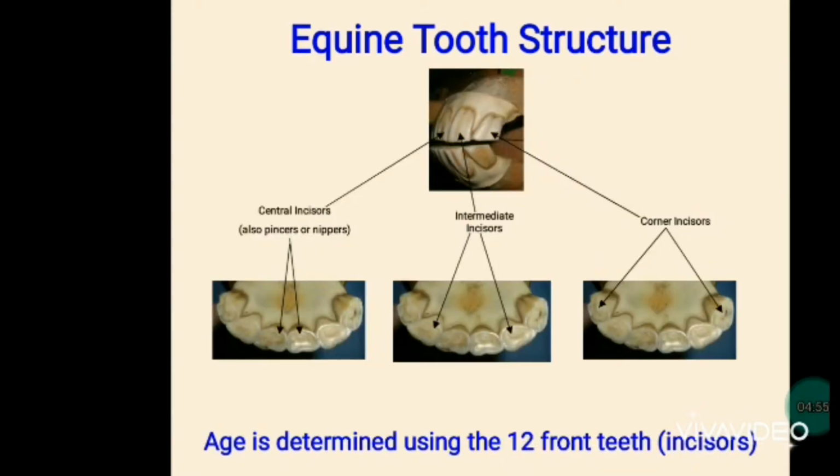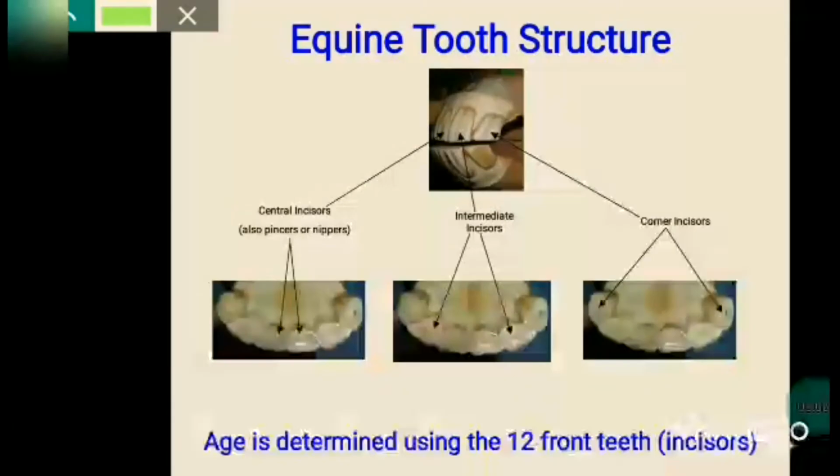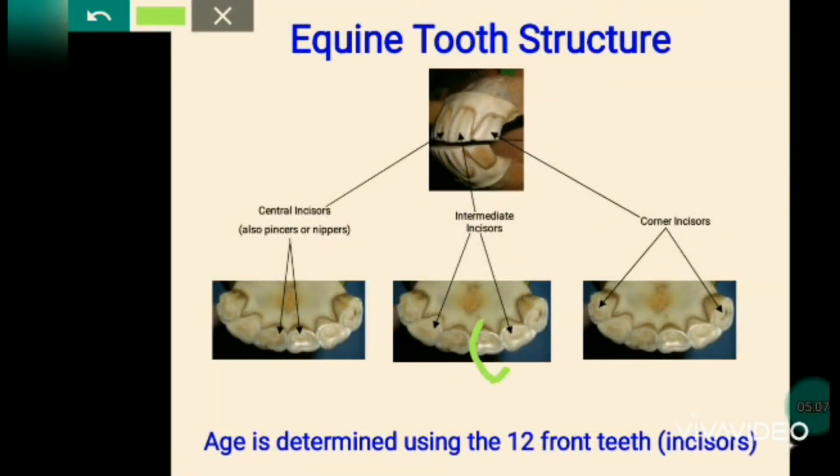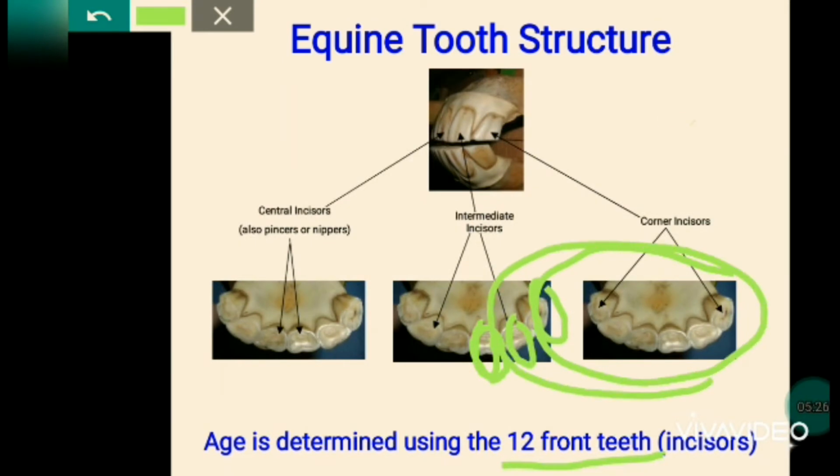Now let's try to understand the equine teeth. As you can see here, the incisors are of three types. The first one is called the central incisor, the second one is the intermediate incisor, and the third ones are called the corner incisors. The age is determined using the 12 incisor teeth. You may ask how there are 12 incisor teeth: 6 incisor teeth on the lower jaw and 6 incisor teeth on the upper jaw. In total, 6 plus 6 equals 12.